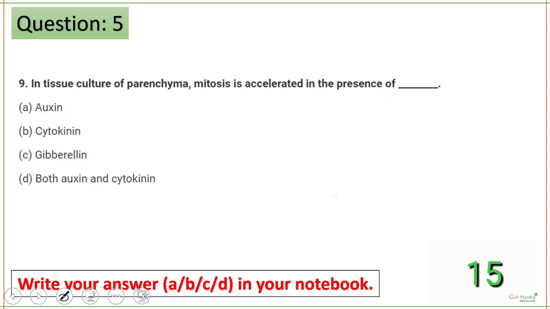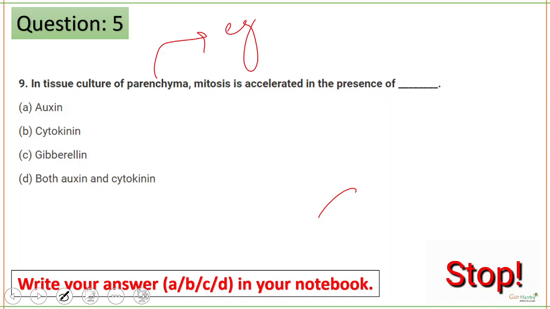So in this question, they've asked you in the tissue culture of parenchyma. Parenchymal cells are in a continuous state of cell division. Okay, they are a particular type of plant cell. So in this type of cell, mitosis is accelerated in the presence of. Okay, they've asked you this question in terms of parenchyma, which is just an example.